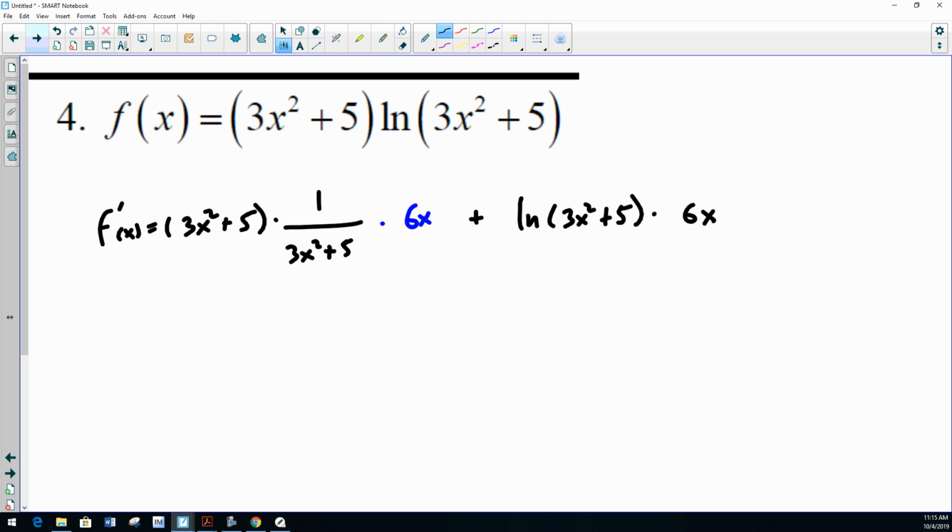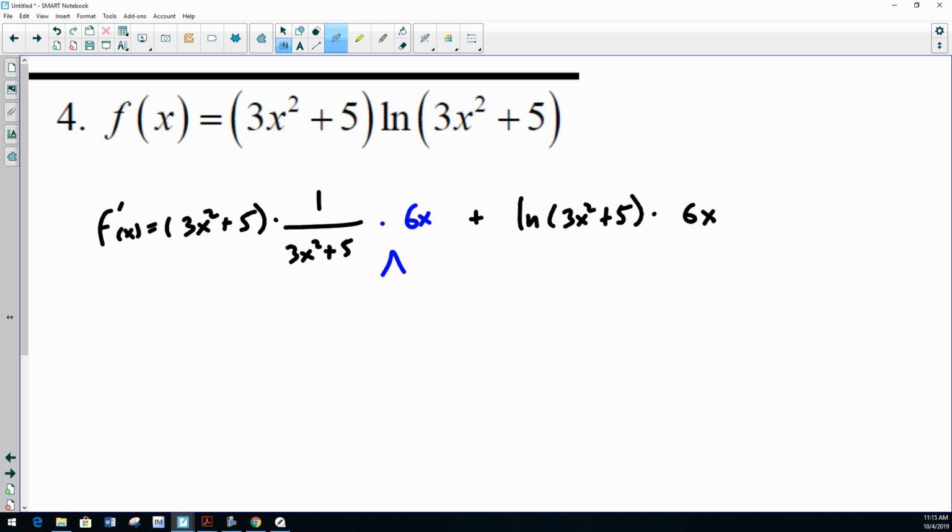Yes? Where did you get the first blue 6x? So first times the derivative of the second. The derivative of ln makes it a fraction, right? And then the derivative of the inside is the chain rule. The derivative of 3x squared is 6x. And that's what I'm saying. On your paper, if you were missing the 6x, you would introduce it with a different color, letting you know, okay, I made a chain rule mistake, right? Okay.